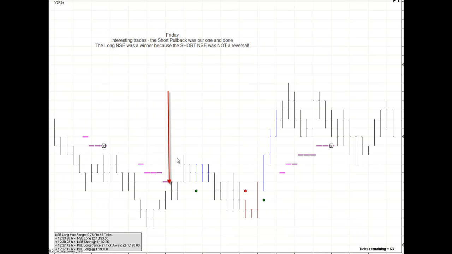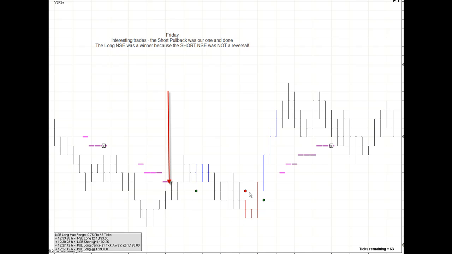And then finally Friday, this is kind of a funny day. Well, a funny chart here. I'm going to talk about this. Here's the pullback trade, and pullback is always in the direction of the last NSE, so it's short. This was the entry, and this was the exit.